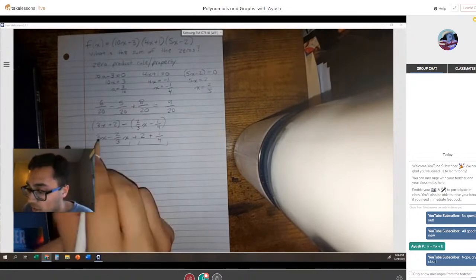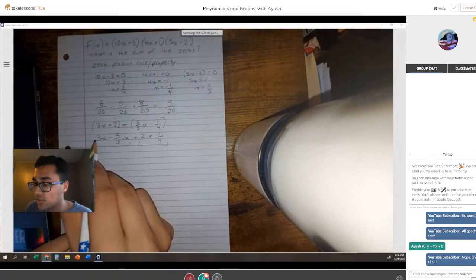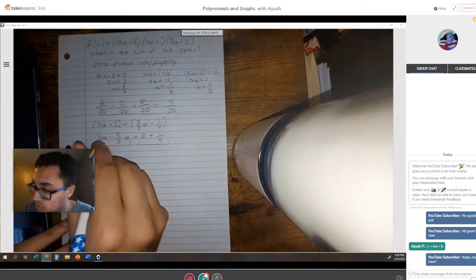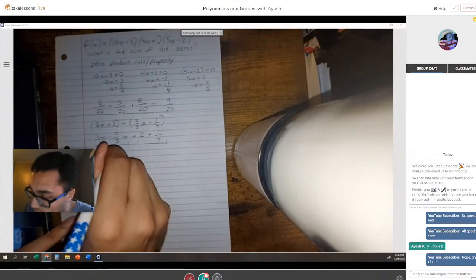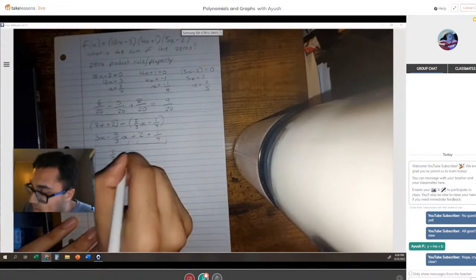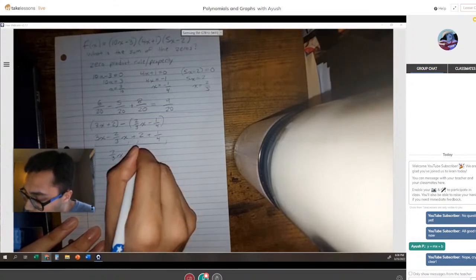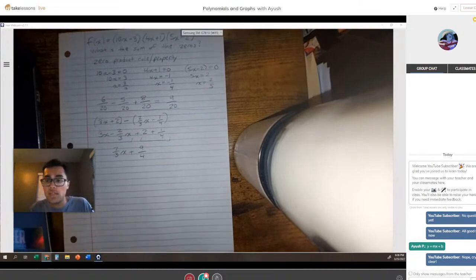So 3x minus 2/3 x, well, how many thirds is 3? It's 9/3. So 9/3 x minus 2/3 x is 7/3 x, plus how many fourths is 2? 8/4. So that's 9/4. And that's it. No, sorry, 7/3 x plus 9/4, right? That's how you answer that question. Okay, let's do another one.